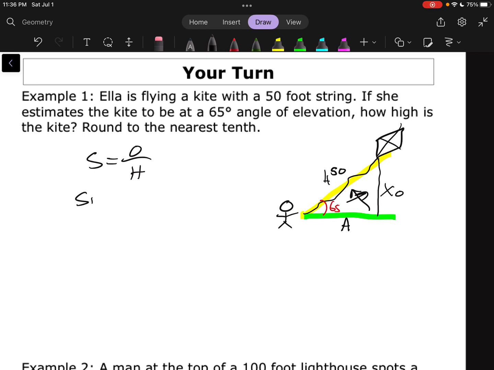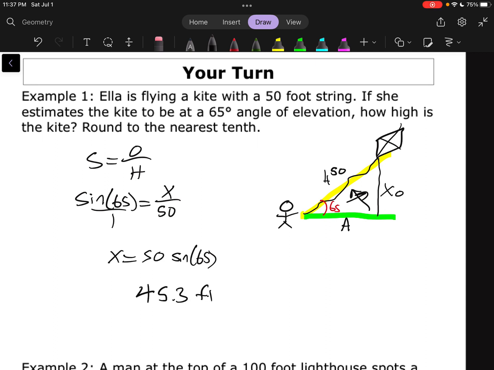So let's do sine of 65 is equal to x over 50. Cross multiply, get x is equal to 50 times sine of 65. And what do we get? 50 times sine of 65 gives me 45.3. 45.3 feet high.